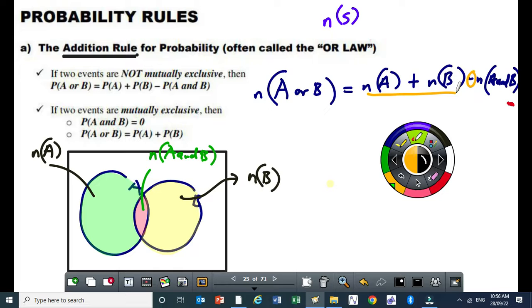I'm doing this because I want you to understand where the formula comes from when you start writing it. Don't just memorize without understanding the formula. NA is this whole area, which includes the what? NB is also this area, which also includes the what? So if I say NA plus NB, it means there are some elements that I'm counting two times. So if I want to find the total of A or B, I need to subtract the intersection once because I double counted here.